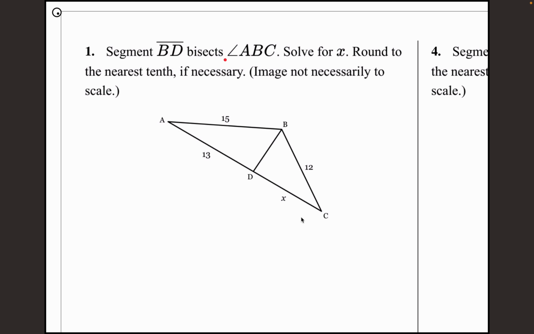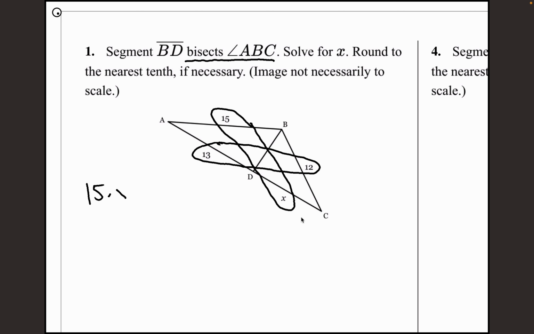First thing you gotta pay attention to, what kind of bisector is this? It says bisects angle ABC. So whenever we have an angle bisector, this is when we do our butterfly method. So I'm going to cross and create that little butterfly. So I have 13 and 12 together and 15 and x together. So that tells me to do 15 times x equals 13 times 12.